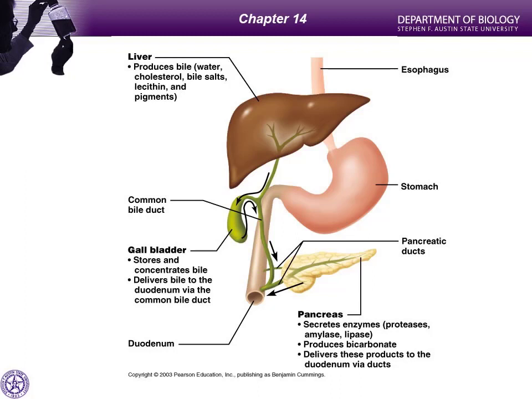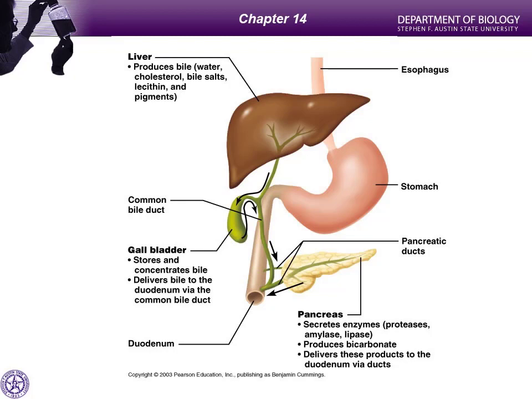But I want you to notice what we have coming from the liver going to the gallbladder, and then from the gallbladder going down to also the same duct that enters into the duodenum. We're producing bile. And bile is going to emulsify fats. Write this down somewhere. It might be on the next slide.